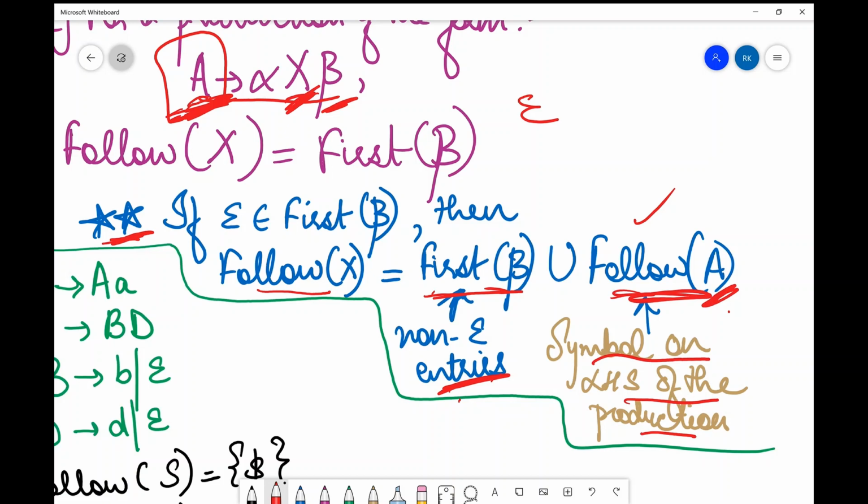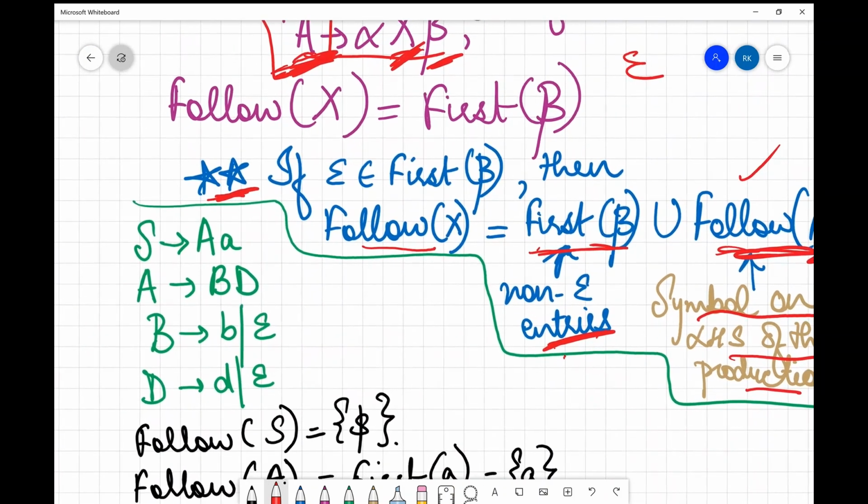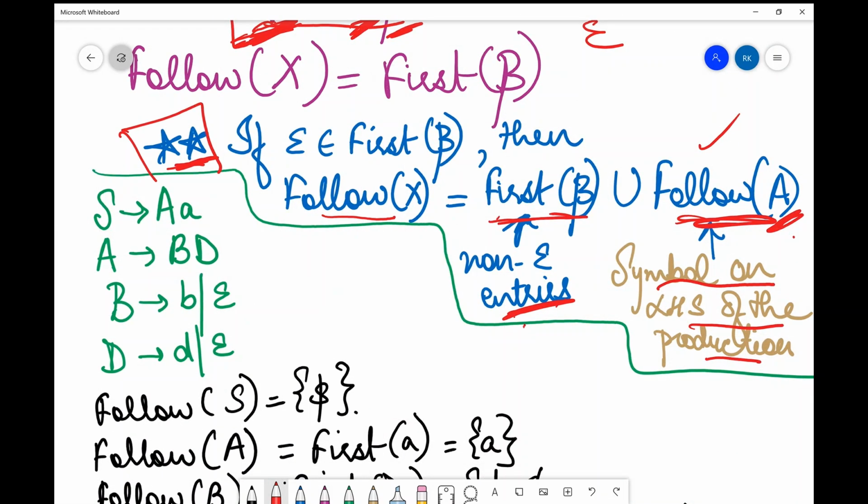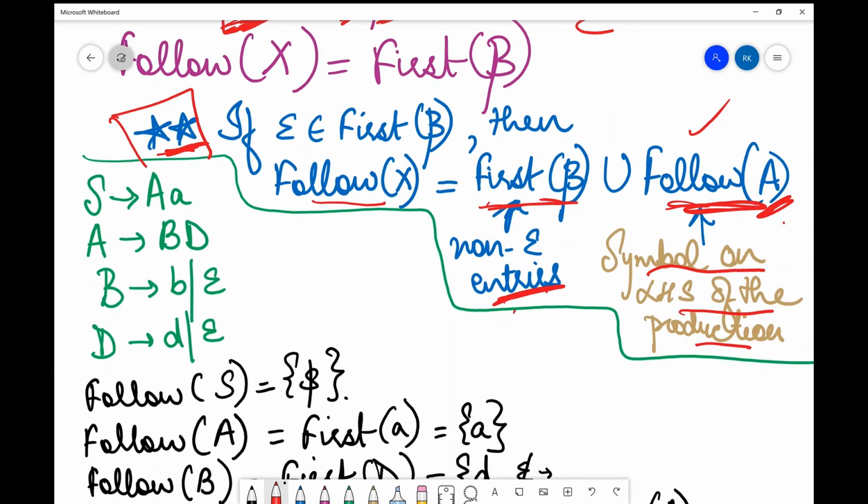Okay, so that's all for the rules. Yes, there are only two major rules and this one critical condition. So now we are going to find out the follow for this particular question which we had in GATE 2019.